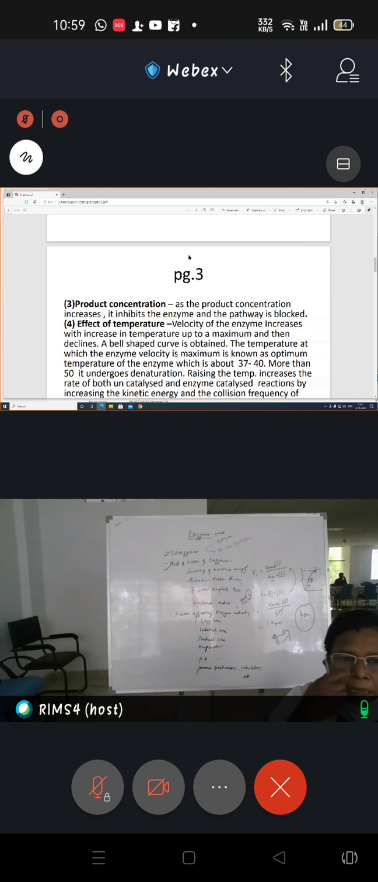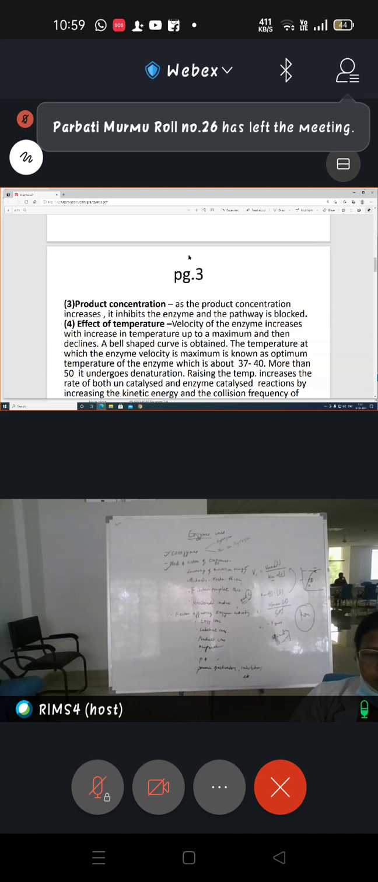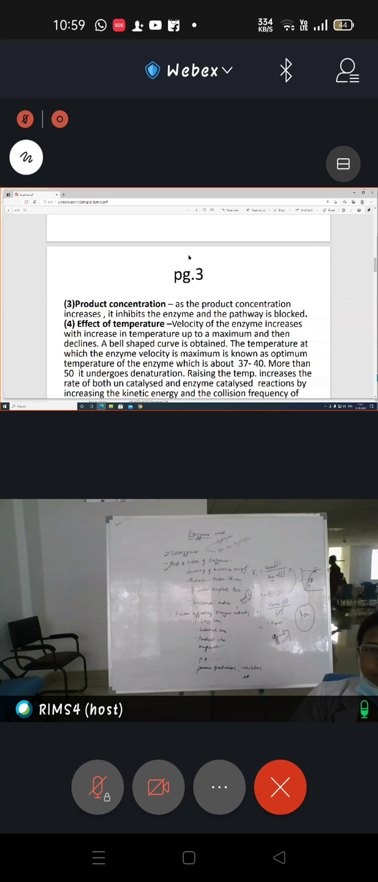When the product concentration is increased, it inhibits the reaction, so there is a decrease in the enzyme reaction, or the enzyme reaction is blocked.